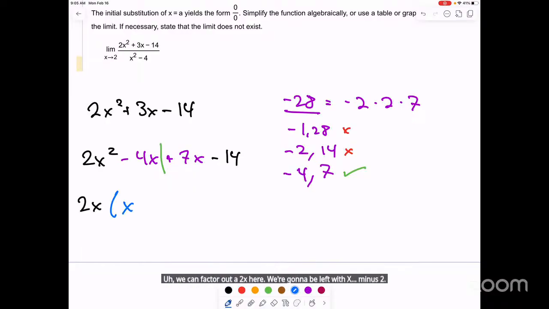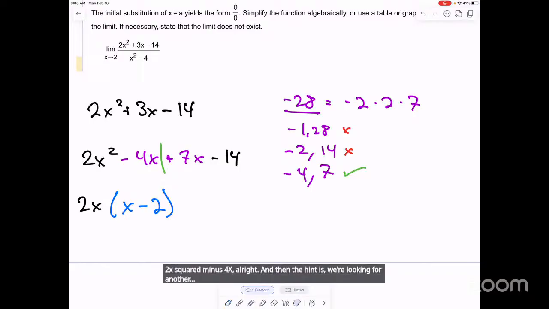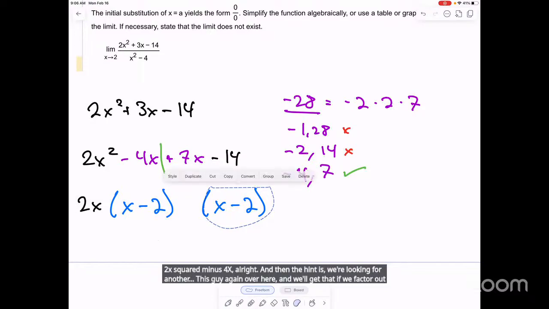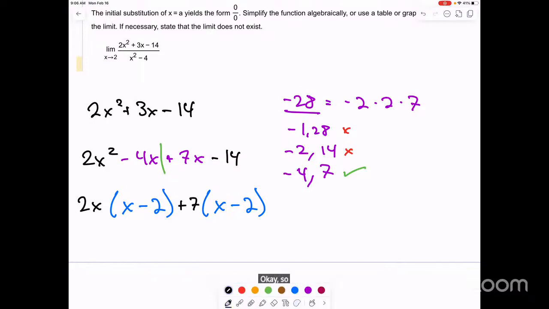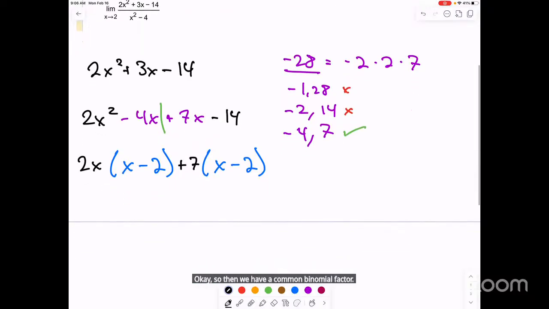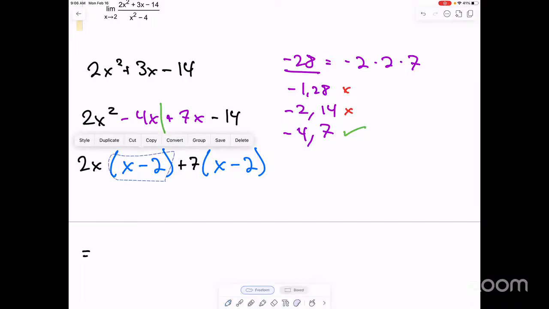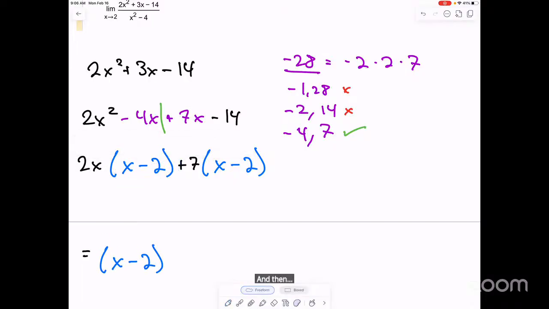2x squared minus 4x, right? And then the hint is we're looking for this guy again over here, and we'll get that if we factor out 7. Okay, so then we have a common binomial factor, and then we're left with the 2x plus 7. Okay.